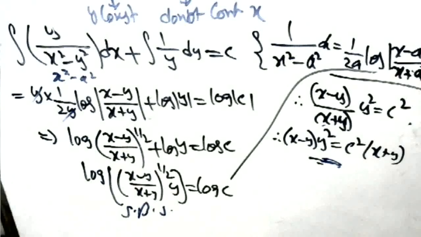So in today's class we have learned how to solve the questions which are not in exact form but are homogeneous. We converted them into exact form by multiplying with 1 by (Mx plus Ny). In the same way, other types of questions are there, we will continue.